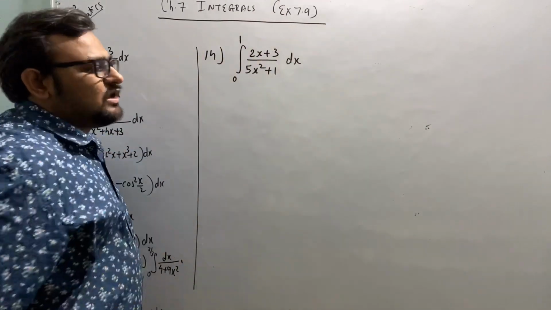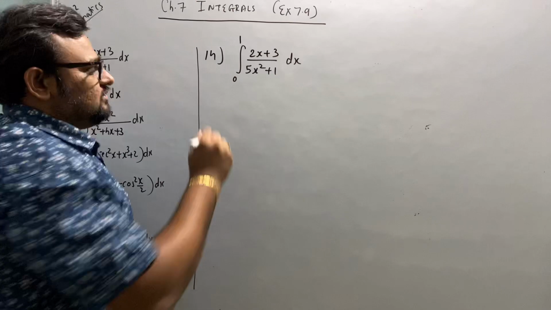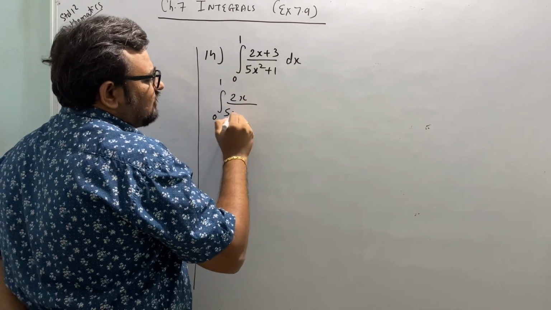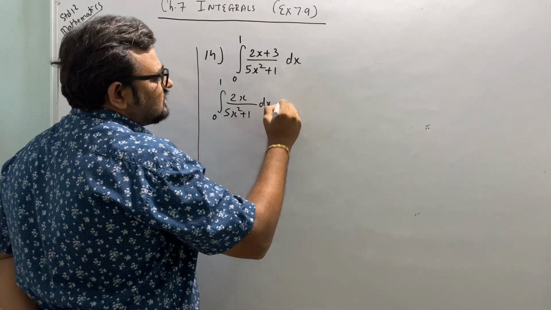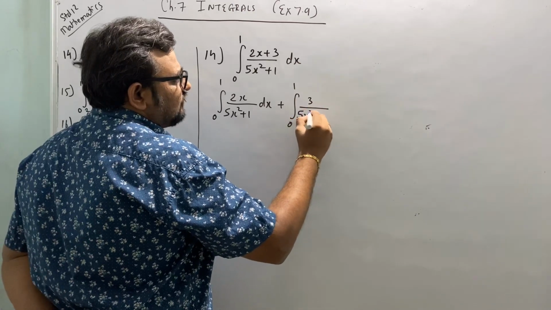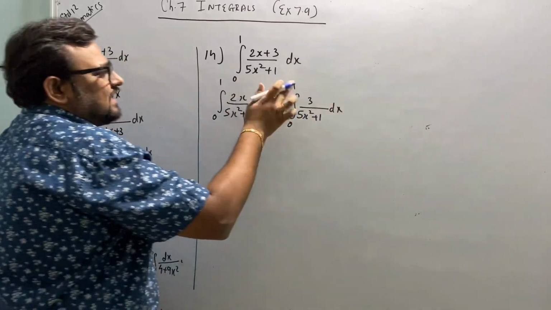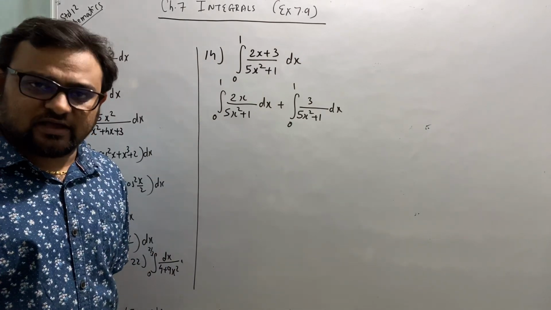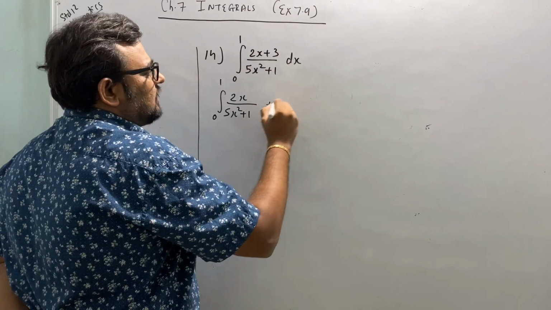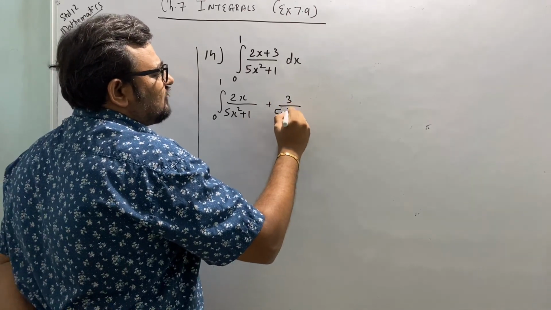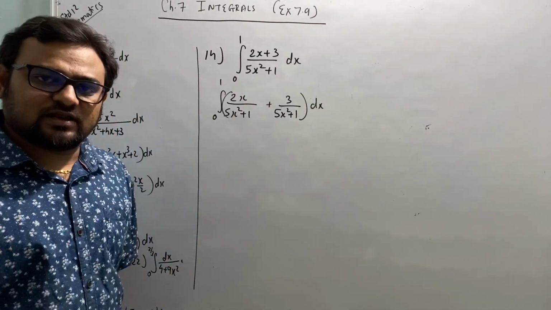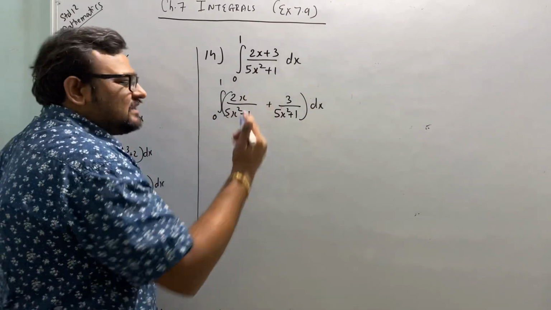So what we can do here is separate it. We get the integral from 0 to 1 of 2x upon (5x square plus 1) dx, plus the integral from 0 to 1 of 3 upon (5x square plus 1) dx. See, I have separated it. Clear? You can also do it directly this way. So now we will separate in the next step.